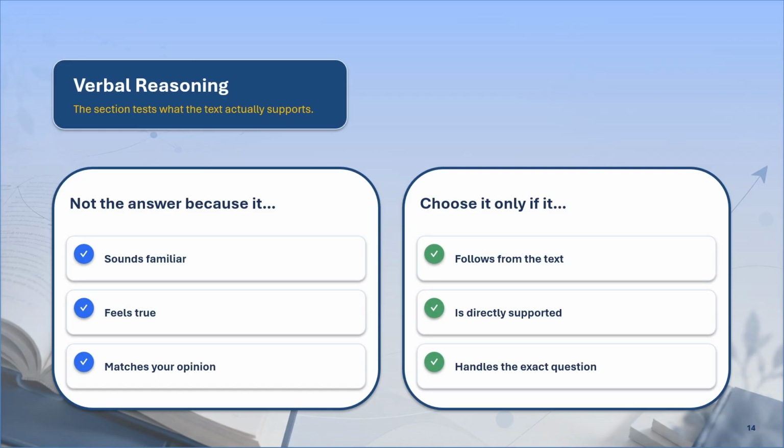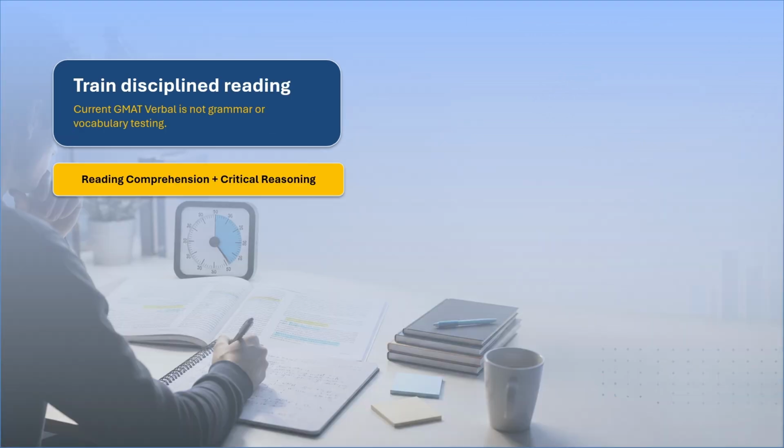This distinction matters a lot. Many wrong answers are attractive because they sound reasonable, they feel correct. But the real question is, does the answer follow from the given information? Are you sure it's that? So, when you prepare for verbal, train yourself to read with discipline. It includes reading comprehension and critical reasoning question types. Both of these can be aced with the right reasoning skills.